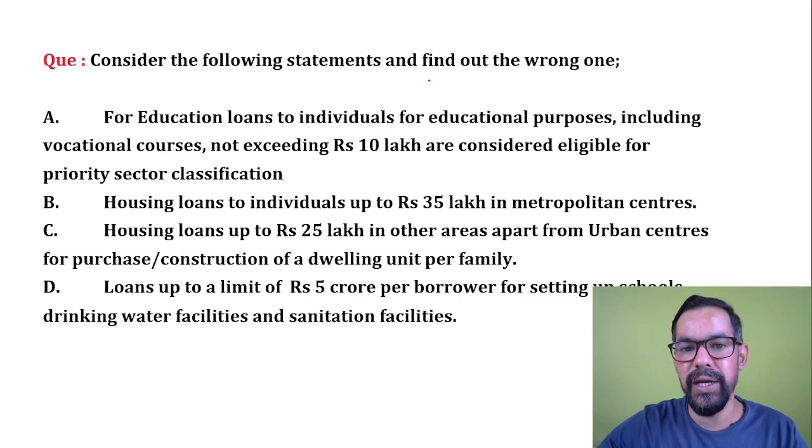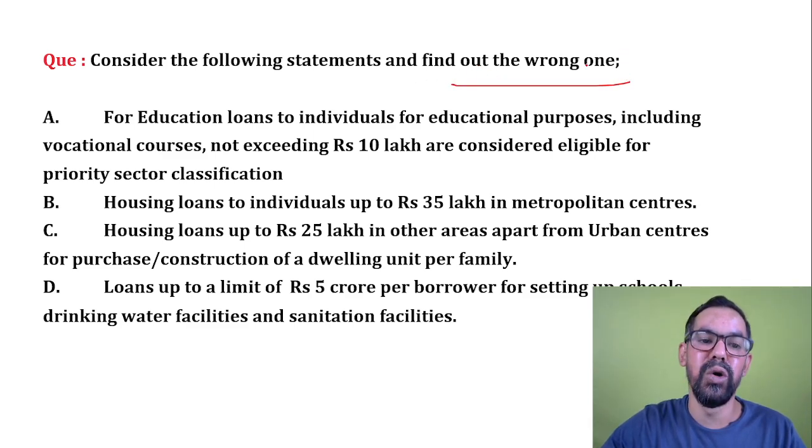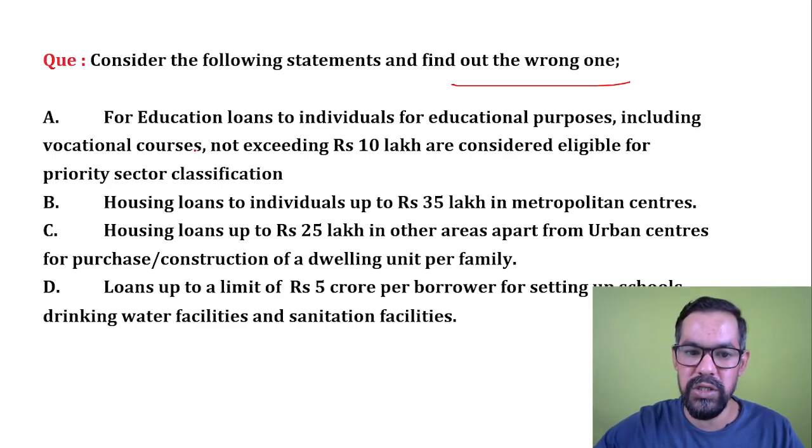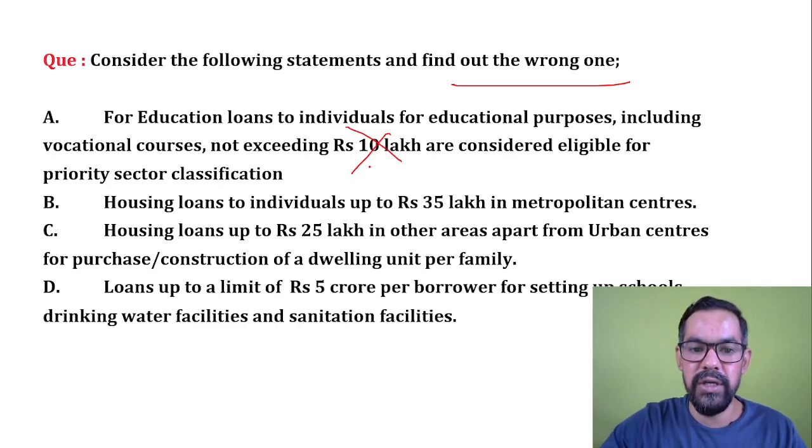Consider the following statements and find out the wrong one about PSL. Education loan to an individual for educational purposes, including vocational courses, not exceeding 10 lakh rupees. So this is 20 lakh. This is an incorrect statement. It should be 20 lakh.